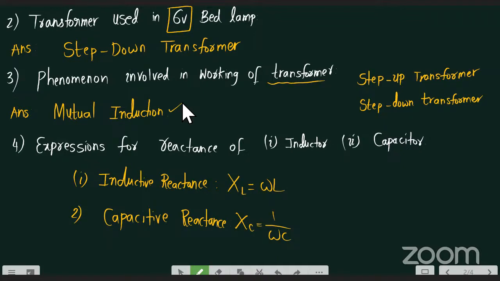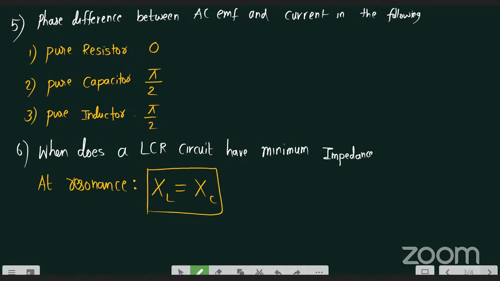And what are the expressions for reactance of inductor and capacitor? For inductive reactance, the formula is XL is equal to omega L. For capacitive reactance, the formula is XC is equal to 1 by omega C. The next question is the phase difference between alternating current EMF and current in the following. In case of a pure resistor, the phase difference will become 0. In case of a pure capacitor, the phase difference will become pi by 2.